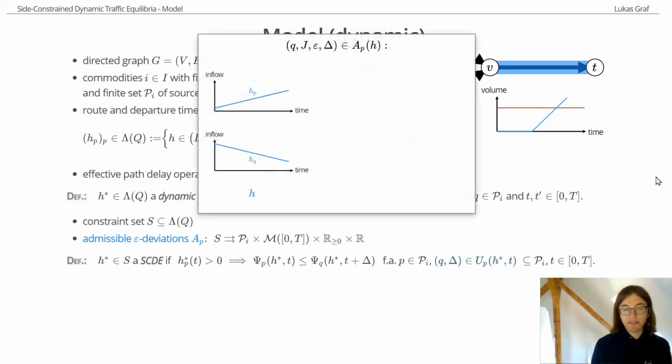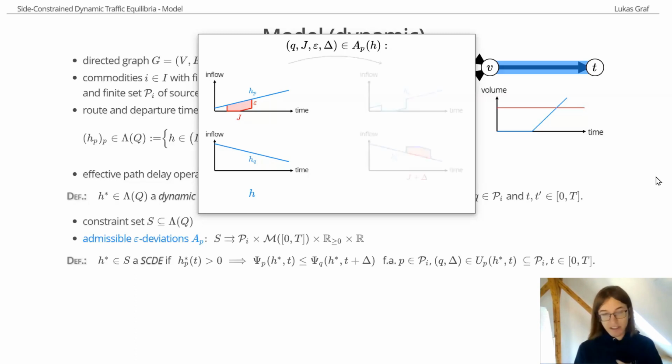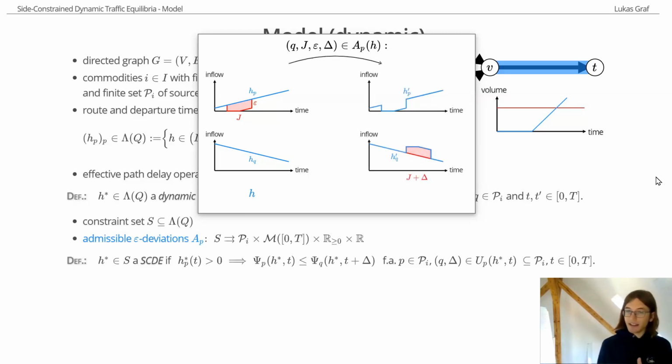And such an admissible epsilon deviation can be viewed as follows. So we are given some flow h, right, which is represented on the left. So we have just two paths and the inflow rates for these two paths. And now an admissible epsilon deviation is a tuple of 4 components, namely an alternative path Q to our current path P, a time frame J, and a rate epsilon, meaning that we are now looking at particles entering path P during the time frame J, and we're taking them at a rate of epsilon. And now these, here marked as red particles, want to switch to path Q, and they want to also change their starting time by an amount of delta. Right? And so such a deviation, an epsilon deviation, leads to a new path inflow vector that looks like this.